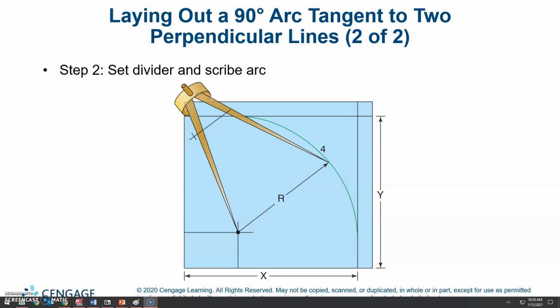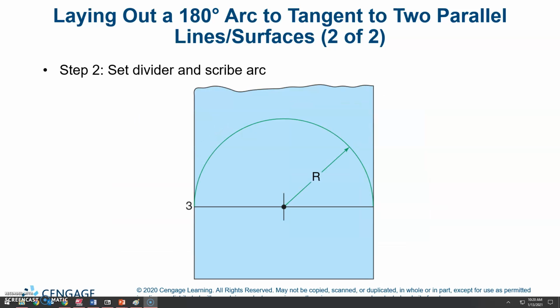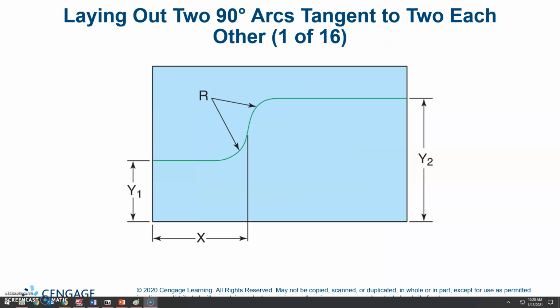Set the divider of the scribe arc. So pretty much you'll put it from the center and then you'll set it there, then you'll scratch a line all the way across, and establish the radius center point. Set the divider and scribe arc.